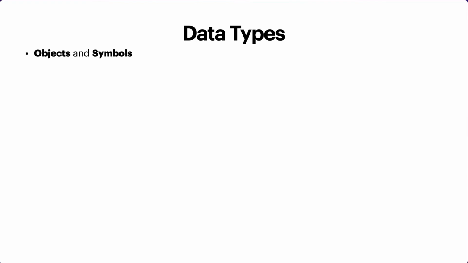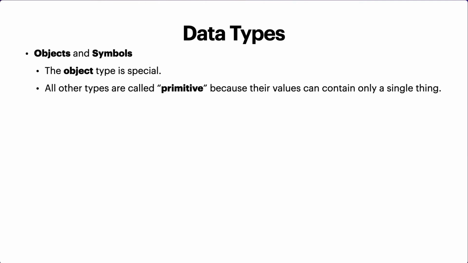Let's talk about objects and symbols data types. The object type is a special type of data type. All other types are called primitive because their values can contain only a single thing. For example, we talked about string, we talked about numbers, we talked about booleans. So all of these data types have some primitive value. They contain just a single thing. That could be only a number, or only a string. It cannot be both a boolean or number or string or a combination of that. It could be only a single number.